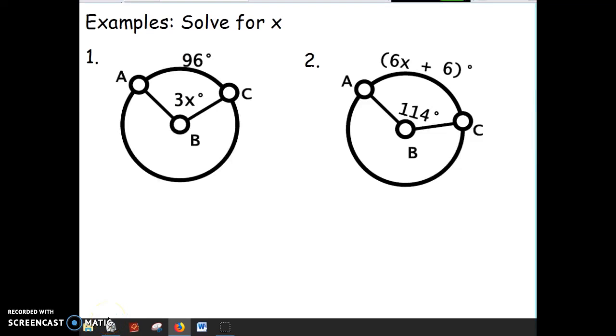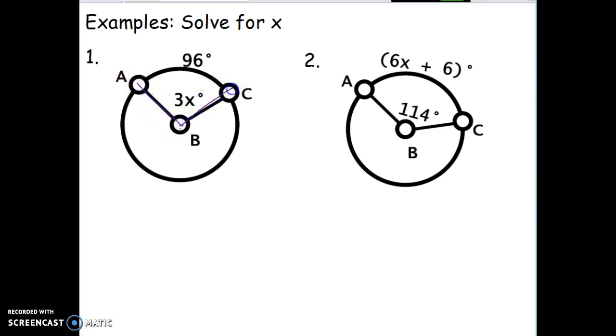All right, the last example that we're going to do is just solving for x. If you look at this angle here, we can see that this is a central angle because its vertex is the center of the circle. And this arc right here is its intercepted arc. And we know from before that the angle and the arc have the same measure.